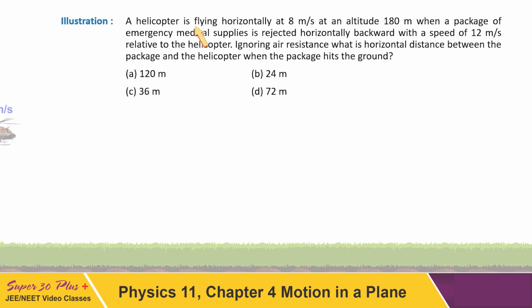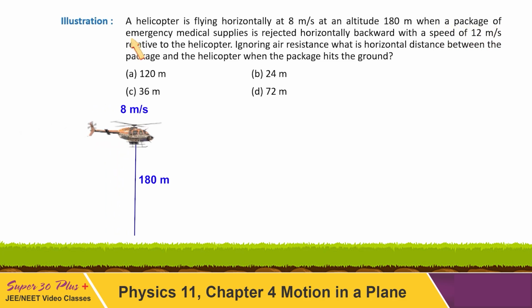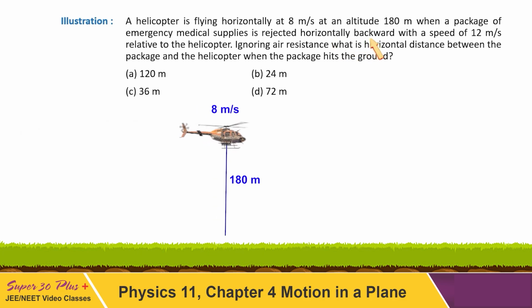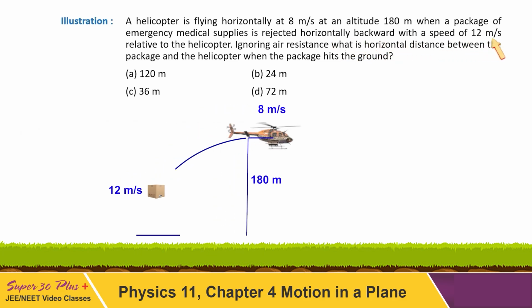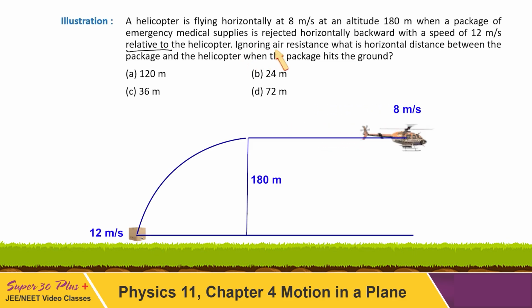A helicopter is flying horizontally at 8 meters per second at an altitude of 180 meters, when a package of emergency medical supplies is ejected horizontally backward with a speed of 12 meters per second relative to the helicopter. Here the velocity is given relative to the helicopter. Ignoring air resistance, what is the horizontal distance between the package and the helicopter when the package hits the ground? Let us solve this example and then see which of the given options is correct.